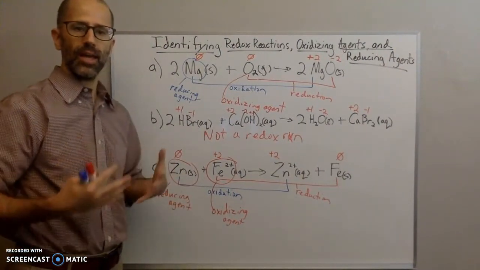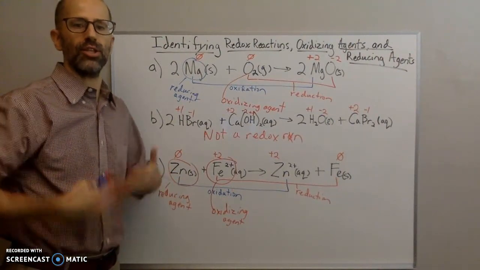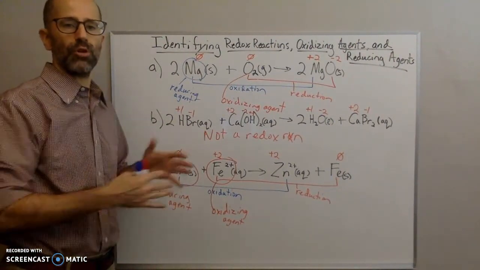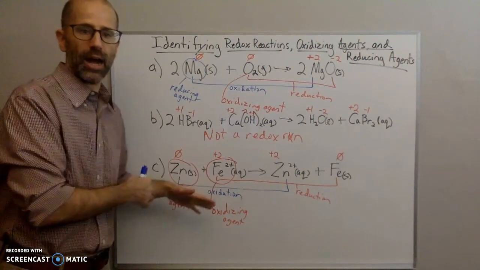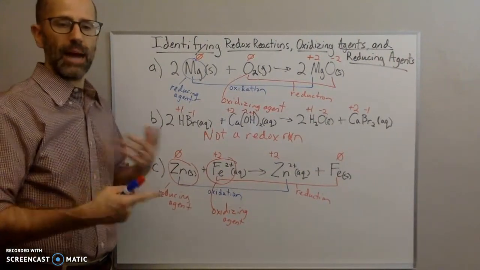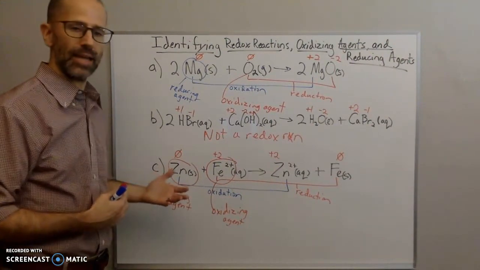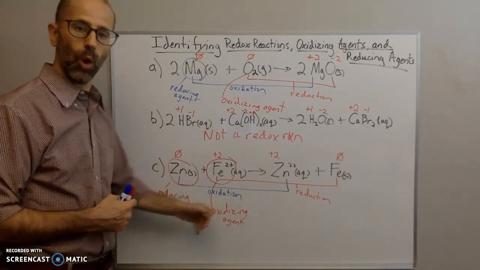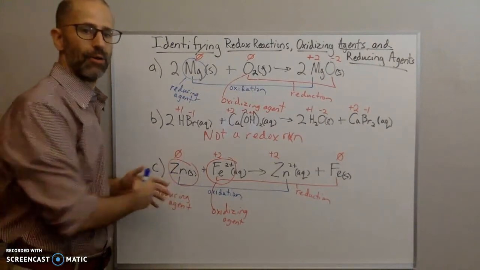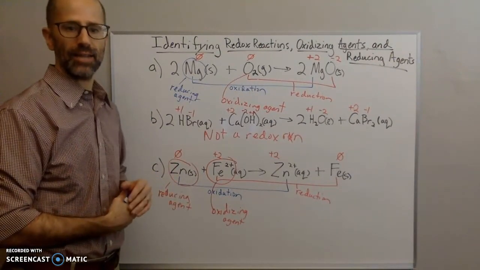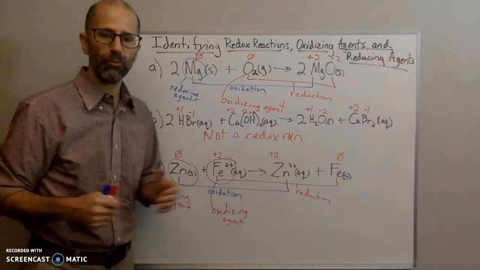Remember, if you're the reducing agent, you're getting oxidized. So if you can find the oxidation, then you can find the reducing agent. And the opposite is true for the oxidizing agent. The oxidizing agent gets reduced. So if you can figure out what got reduced, then that reactant is the oxidizing agent. Okay, I hope this is helpful.